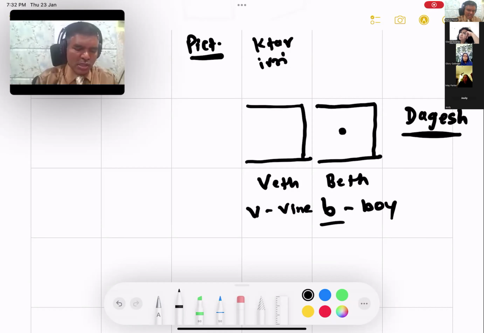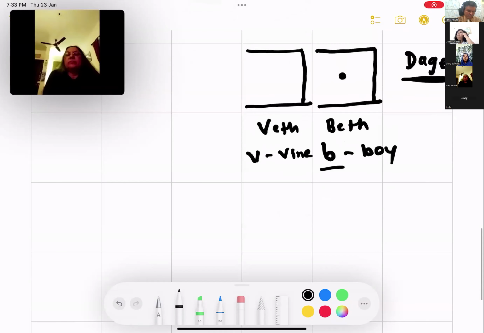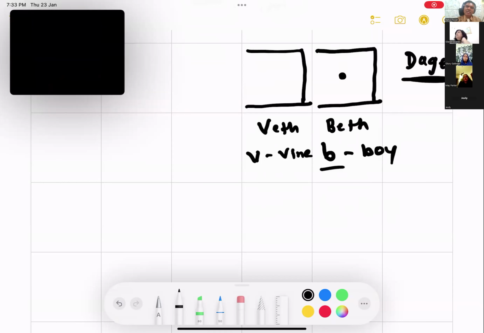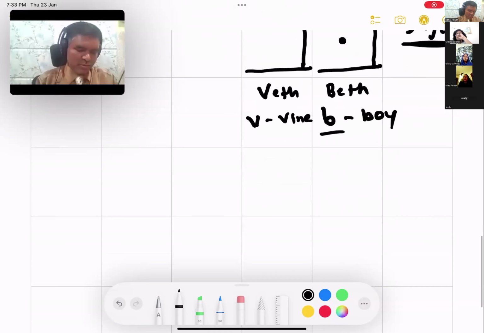If that Dagesh is there, then the clear pronunciation is B as in boy. And if Dagesh is not there, then we will pronounce it as Veth. But the letter is called Beth only. Whether it is Beth or Veth, while calling it, you call it Beth. But if it is written, then, for example, I will just show you one word.